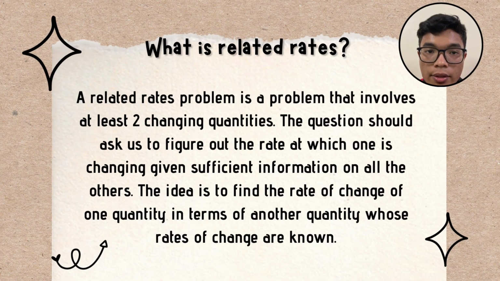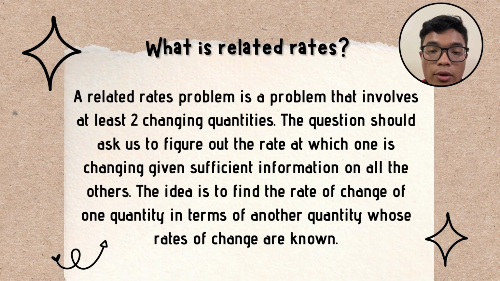What is related rate? A related rate problem is a problem that involves at least two changing quantities. The question should ask us to figure out the rate at which one is changing given sufficient information on all the others. The idea is to find the rate of change of one quantity in terms of another quantity whose rate of change is unknown.